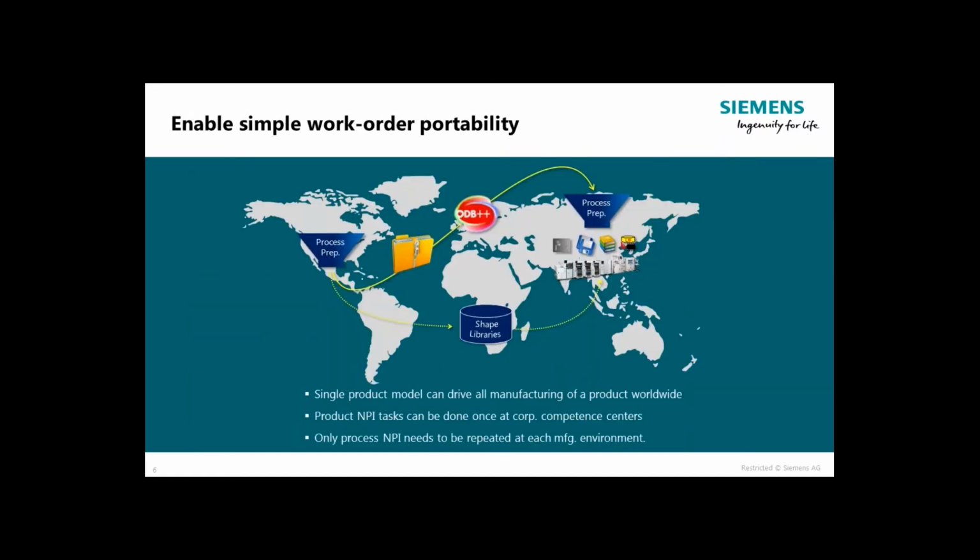When products need to be moved from one facility to another, usually the MPI phase needs to be repeated. However, Valor Process Prep can deliver the same common data set to the other factory so that they don't need to perform the MPI steps again.